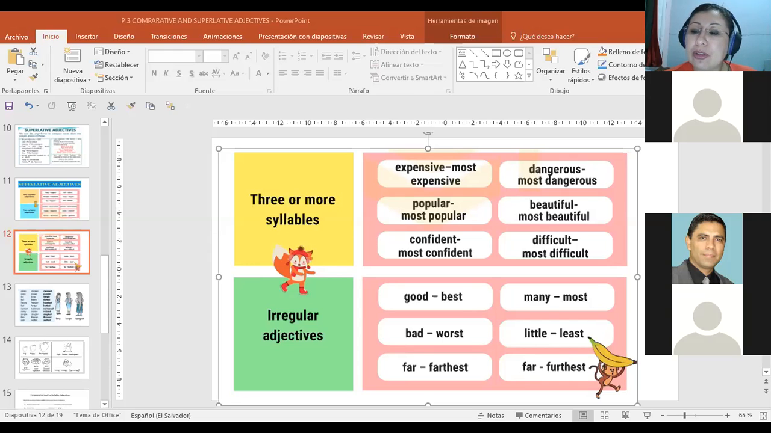Okay, very good. Now it's your turn, Julie. Okay. My uncle is tallest of my family. The tallest. Remember always the tallest. You are the tallest. The children are the happiest in this park. Okay, the happiest. Yes, yes.